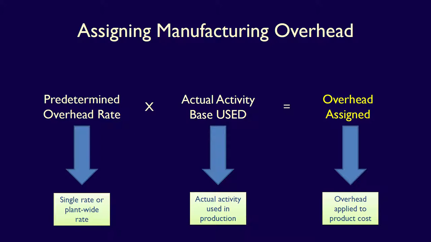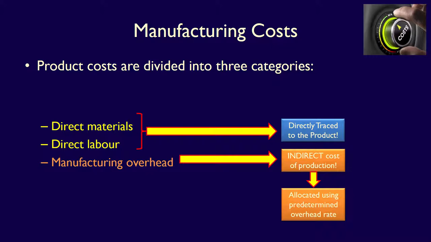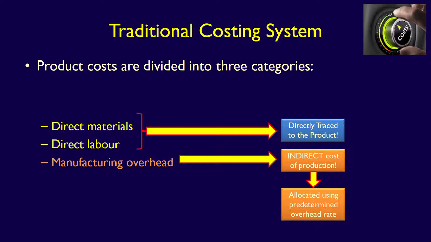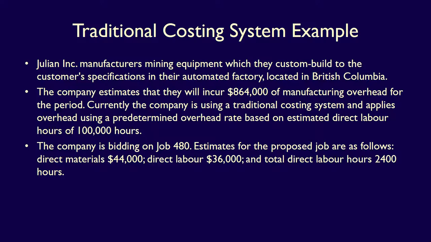This costing system, where we directly trace direct materials and direct labor to the product, but we apply manufacturing overhead using a single overhead rate, is called the traditional costing system. There are benefits and drawbacks of every costing system. We already demonstrated the traditional costing system in our series on job order costing, but let's do an additional example just to refresh our memory. We'll demonstrate the traditional costing system using an example from Julian Inc.